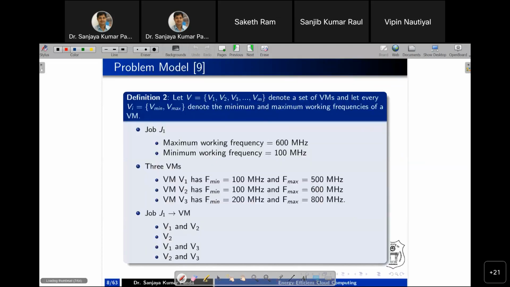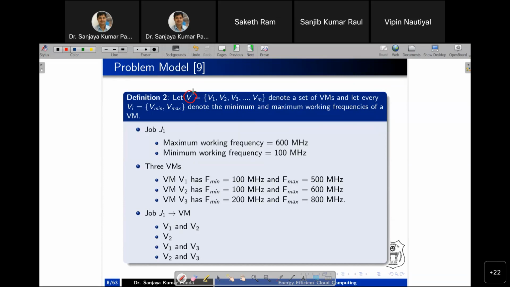Now, coming to the second definition. In the second definition, we consider another set. In the first one, we saw a set S. Here we consider a set V. V is nothing but a set of virtual machines. So we consider M number of virtual machines: V1, V2, V3 up to Vm. Like a server has minimum and maximum frequency, a VM also has minimum and maximum frequency, because a VM is created by taking the resources of a physical server.